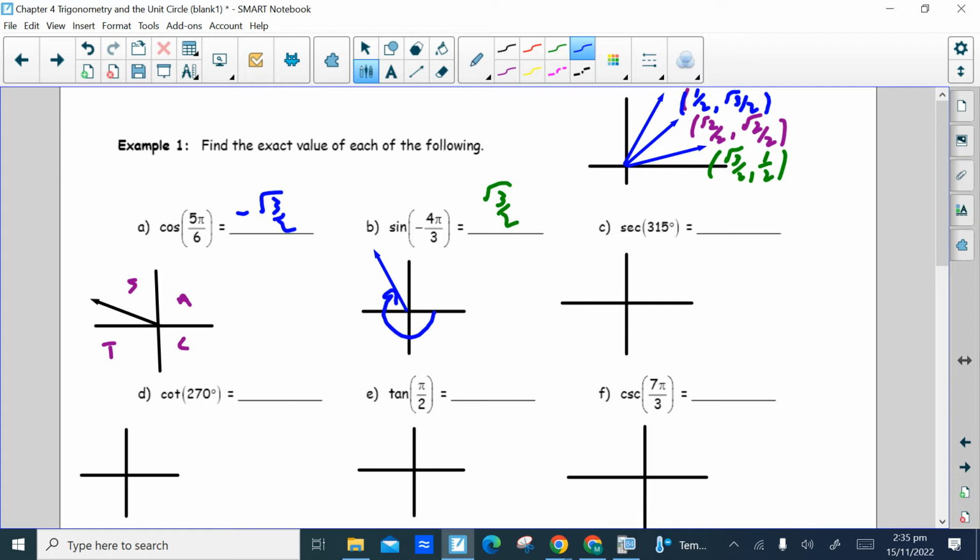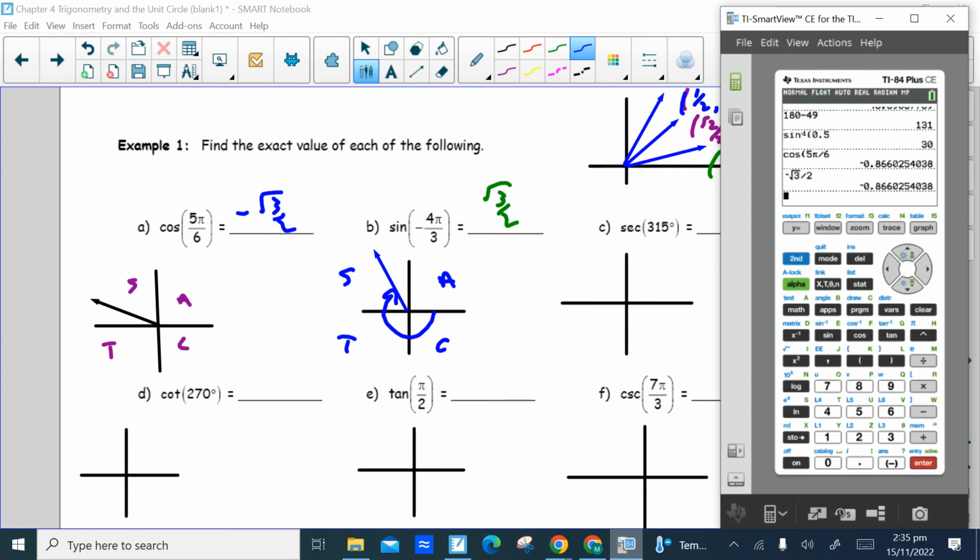3 pi on 3 would be pi, halfway around. We need to go one more pi on 3 past that, which again puts us in the second quadrant where the sign is positive. The CAST rule tells us that. So the answer is positive root 3 on 2. And again, if we check that in our calculator, the sine of negative 4 pi over 3 is 0.8660. And if you do the positive root 3 over 2, that's what you'll get. This shows that our answer is correct.